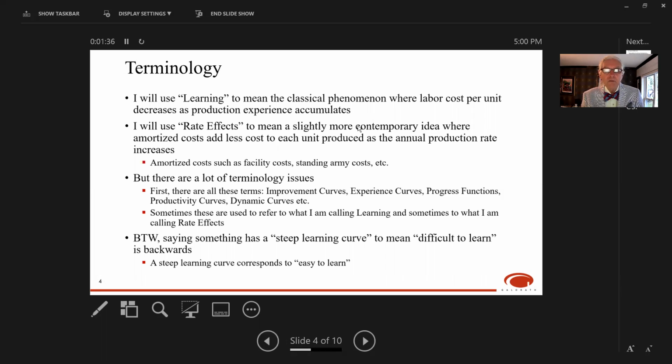By the way, saying something has a steep learning curve, which we often hear to mean difficult to learn, is backwards. A steep learning curve actually corresponds to easy to learn.